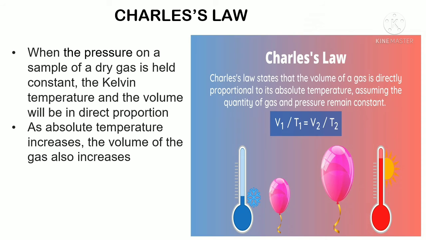Charles' law: when the pressure on a sample of a dry gas is held constant, the Kelvin temperature and the volume will be in direct proportion. What they say here is we are keeping pressure constant, and the temperature and the volume are directly proportional to each other. So, as absolute temperature increases, the volume of the gas also increases.